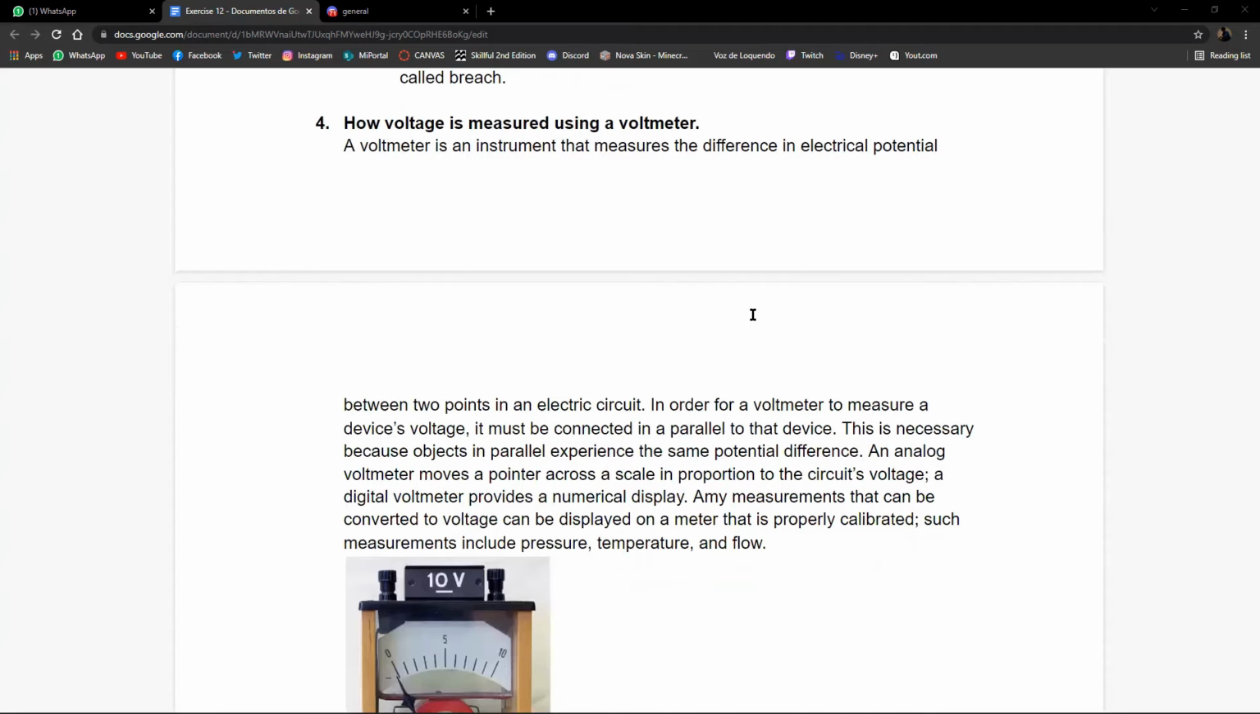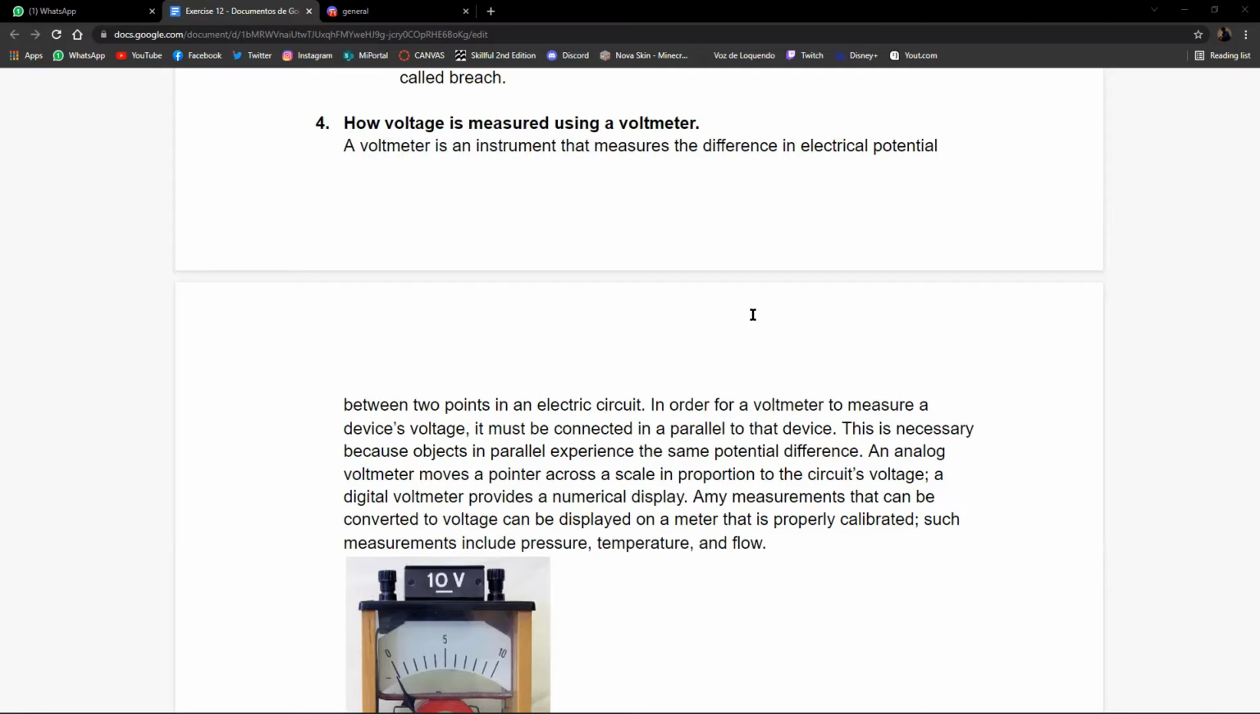How voltage is measured using a voltmeter. A voltmeter is an instrument that measures the difference in electrical potential between 2 points in an electric circuit. In order for a voltmeter to measure a device's voltage, it must be connected in parallel to that device. It is necessary because objects in parallel experience the same potential difference.